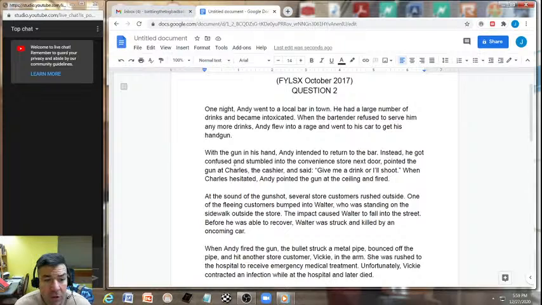With the handgun in his hand, Andy intended to return to the bar. Instead, he got confused and stumbled into the convenience store next door. Pointed the gun at Charles, the cashier, and said, "Give me a drink or I'll shoot." When Charles hesitated, Andy pointed the gun at the ceiling and fired. At the sound of the gunshot, several store customers rushed outside. One of the fleeing customers bumped into Walter, who was standing on the sidewalk outside the store. The impact caused Walter to fall into the street. Before he was able to recover, Walter was struck and killed by an oncoming car.